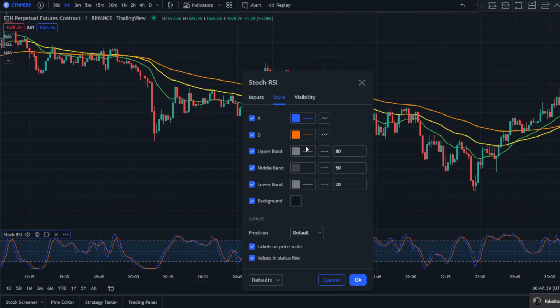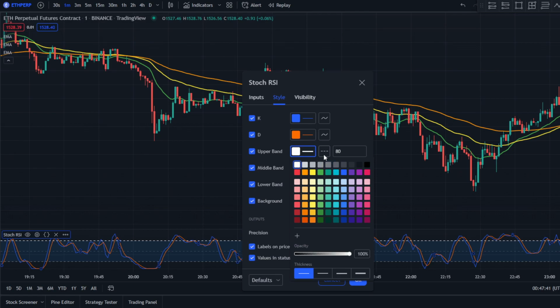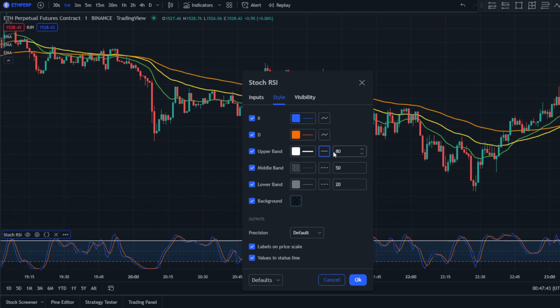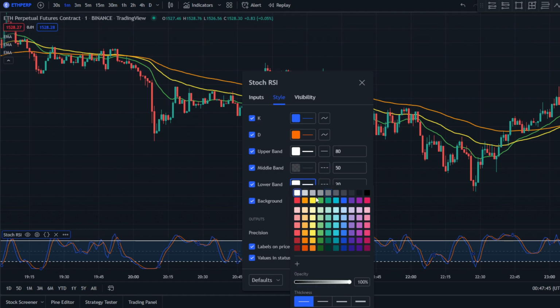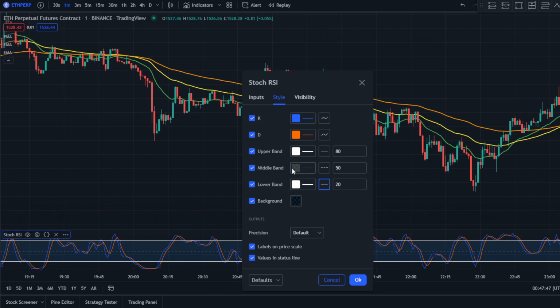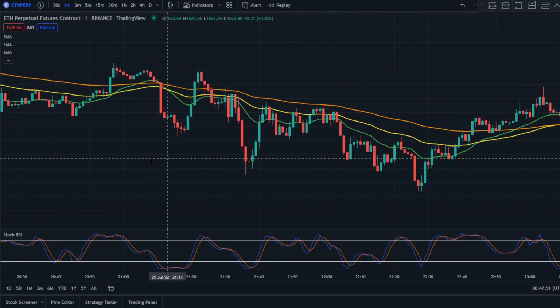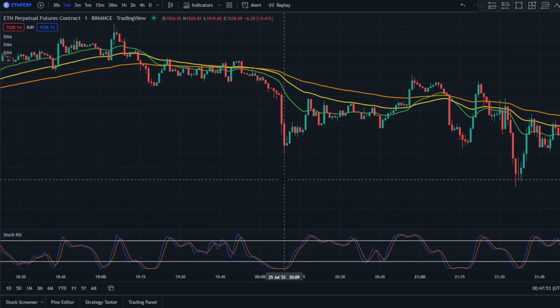Next up, for your confirmation will be your stochastic RSI, and you want to clearly mark out the zones. We're going to make the upper band white in color and make it a solid line. Same thing for the lower band, make it a solid line, and you can remove the middle band and the background. So here you can have your chart.